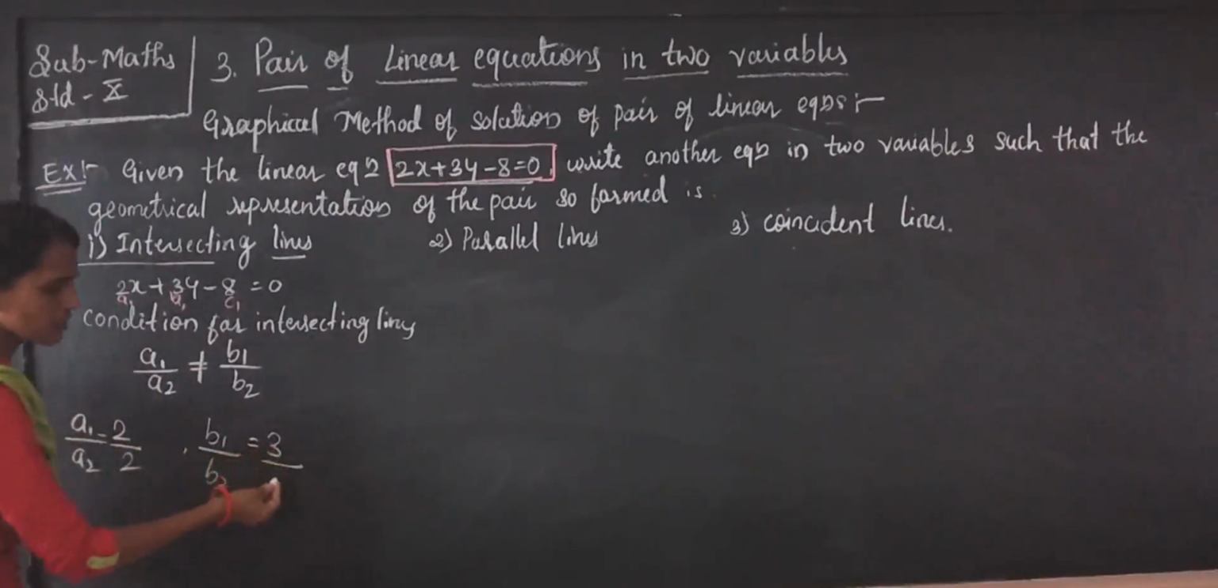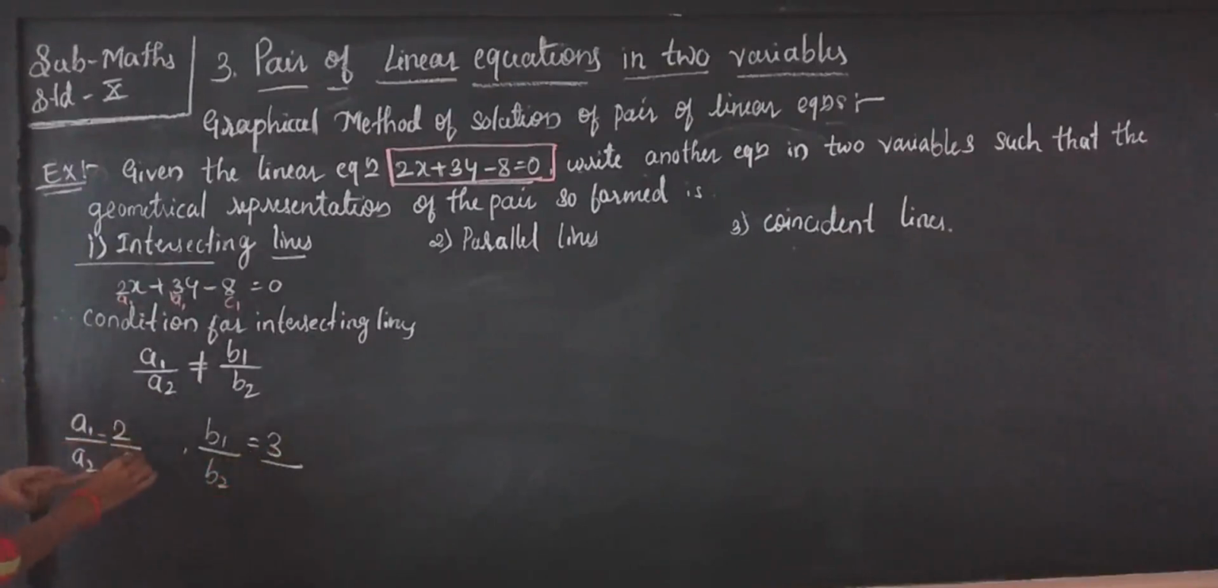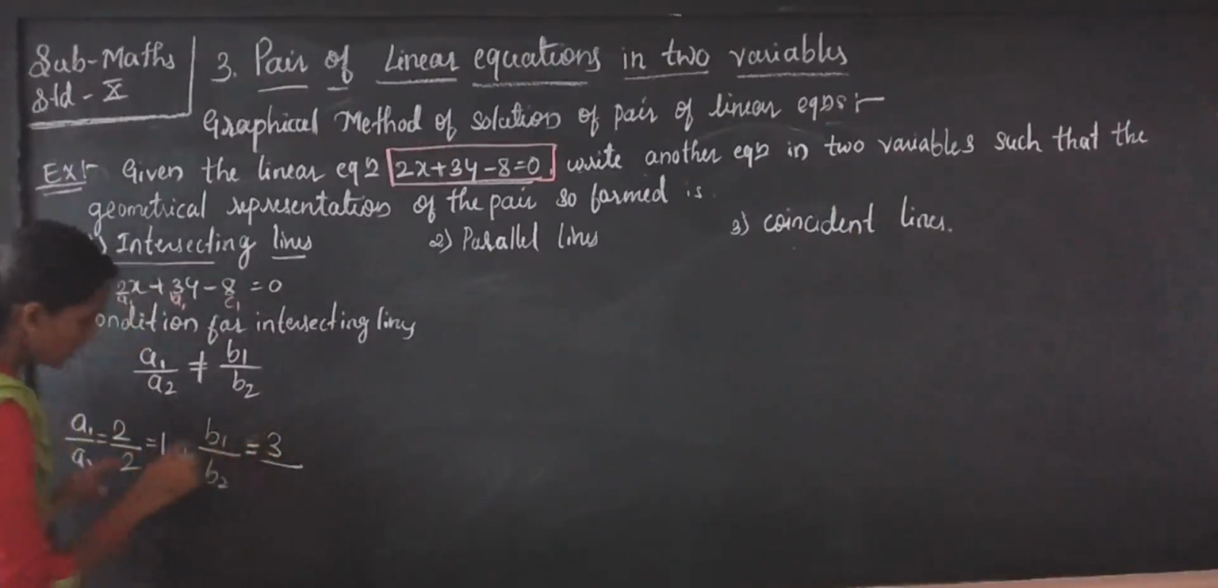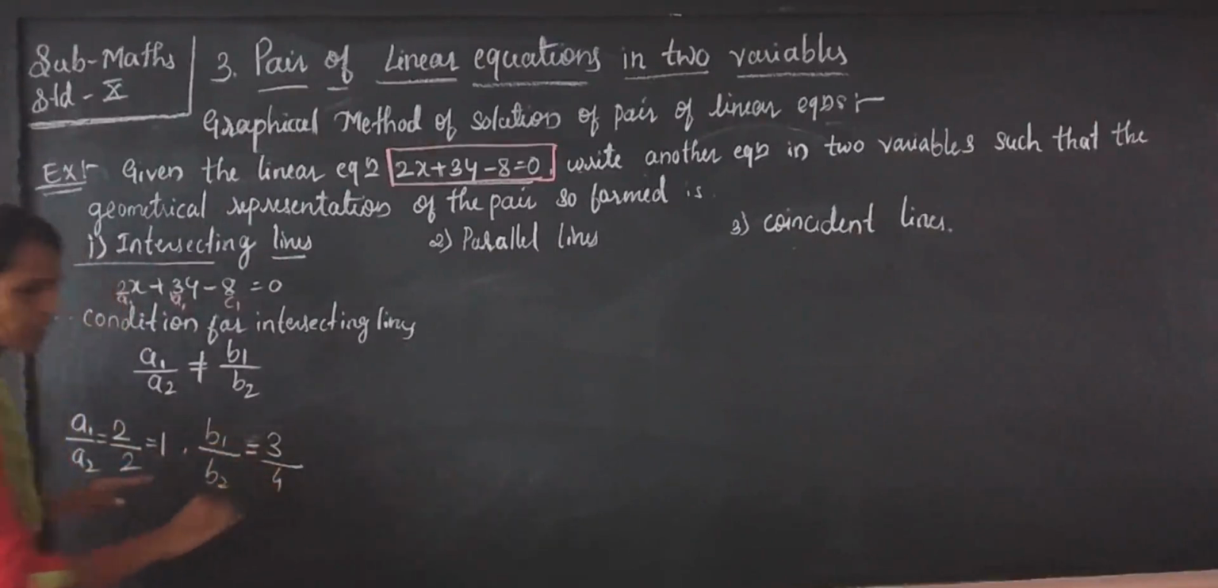So you can take here 6, 4, any other number. So A1 by A2 will give us 1 only. 2 by 2 will give us 1 only. Then what about here? That has not come equal to this one, so you can take 4 and any other.